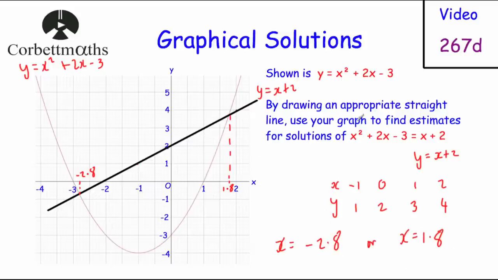And that's it. So whenever you've got the quadratic equals something else, as long as the quadratic you're given in the question drawn on the grid is the same as the one in the equation, if you just draw that other line and find where they meet each other and then go to the x-axis, you'll then find your approximations.